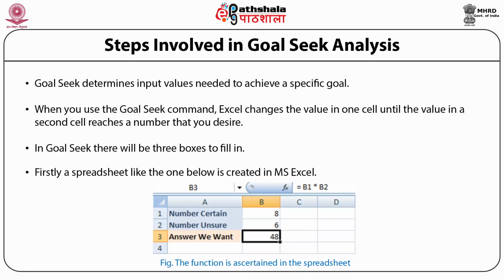Firstly, a spreadsheet like the one below is created in Microsoft Excel. It clearly gives us options of values which are constant and those that we want to change. The first field is representative of a certain number. The second represents the number that we are unsure of. And the third is representative of the answer that we want to achieve. For this, it is required to ascertain the function in the spreadsheet itself.